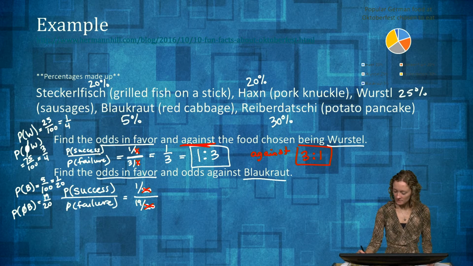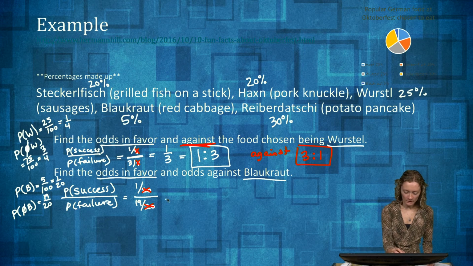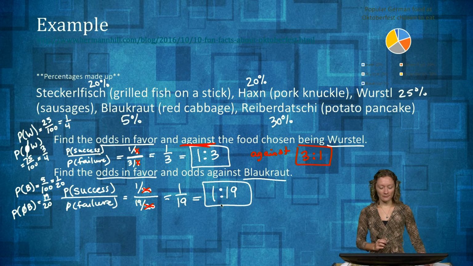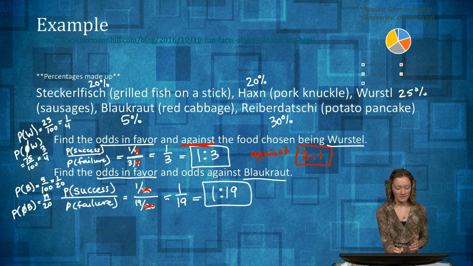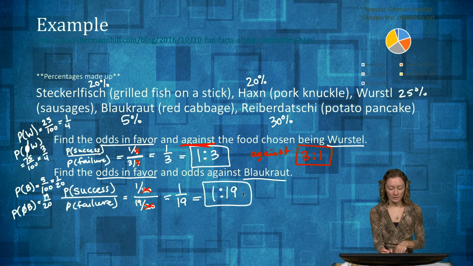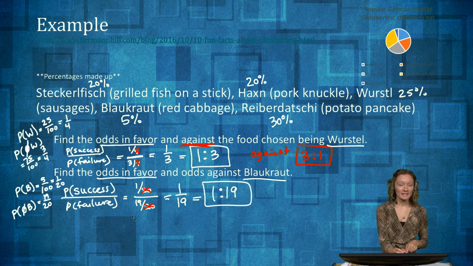20s cancel. We have 1 over 19, which as odds says 1 to 19. Odds in favor, 1 to 19. For every 1 time it is chosen, there'll be 19 times it's not chosen. For a cycle of 20, which is the denominator that we had, we will soon be going backwards, starting with odds and going back to probabilities. So it's helpful to understand that 1 to 19 is a cycle of 20, denominator 20.